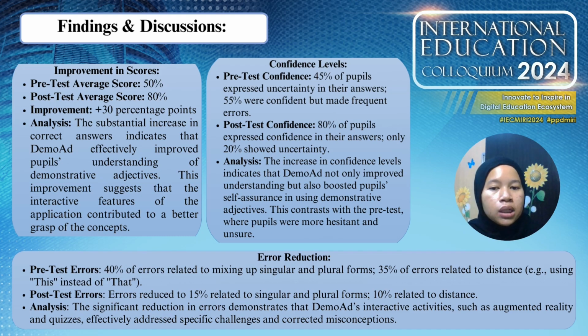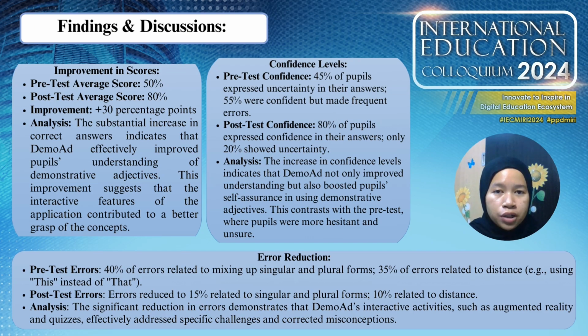Next, confidence level. For the pretest confidence, 45% of pupils expressed uncertainty in their answers, and 55% were confident but made frequent errors. For the post-test, 80% of pupils expressed confidence in their answers. Only 20% showed uncertainty. What I have analyzed from this is that the increase in confidence levels indicates that DemoAd not only improved the understanding but also boosted the pupils' self-assurance in using demonstrative adjectives. This contrasts with the pretest, where pupils were more hesitant and unsure. How did I know?